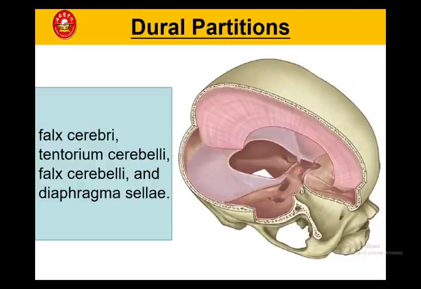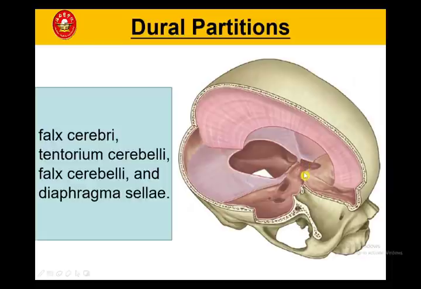Now we're going to talk about the last dural partition, that is the diaphragma sellae. The final dural projection is the diaphragma sellae, as we can see here, very small. A small horizontal shelf of the meningeal dura mater covers the hypophyseal fossa. The hypophyseal fossa we have talked about in the sphenoid bone.